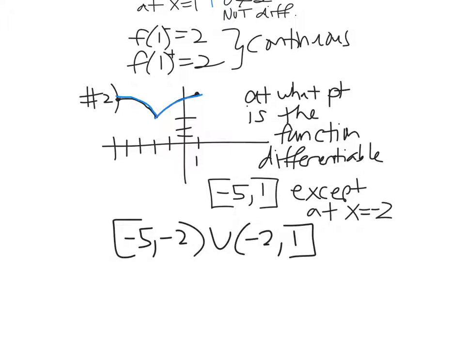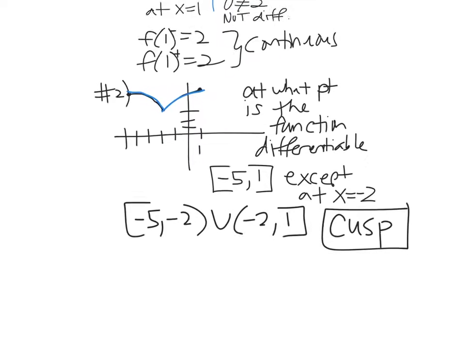Okay? And then they'll ask you, why does it fail there? And you would say what? It's a cusp. Perfect. You would list one of your 4 reasons why it fails, and that would be a cusp. Okay? Let's do one more and we'll call it a day. Number 3.